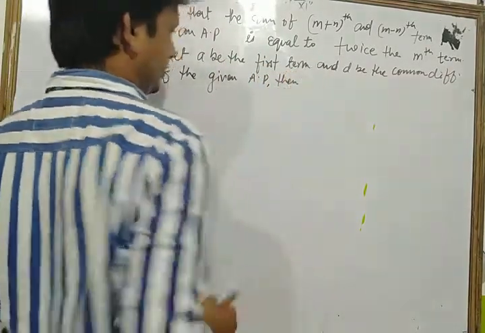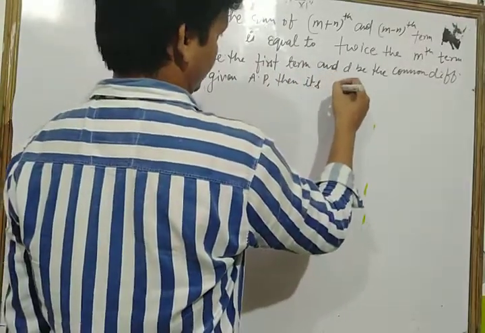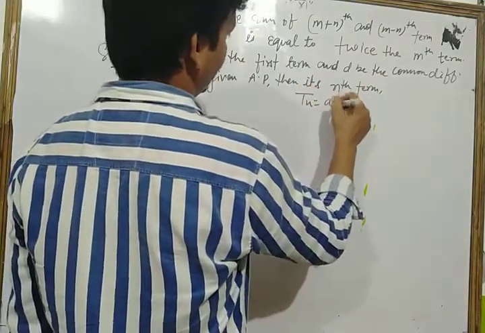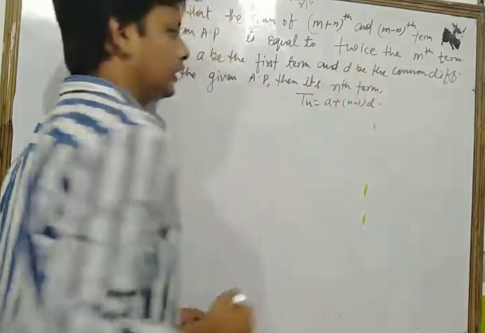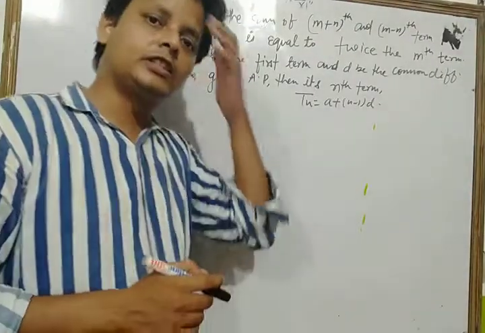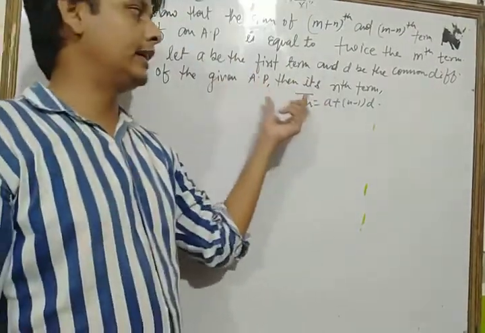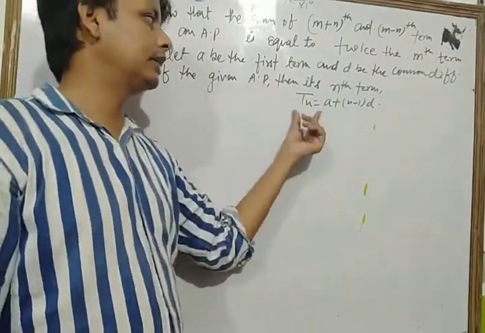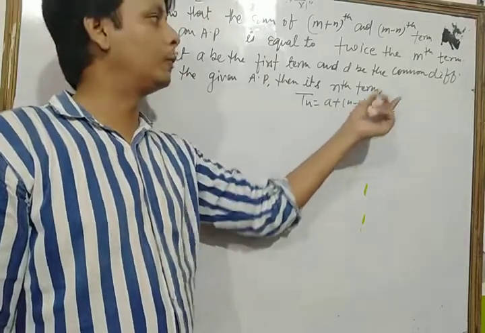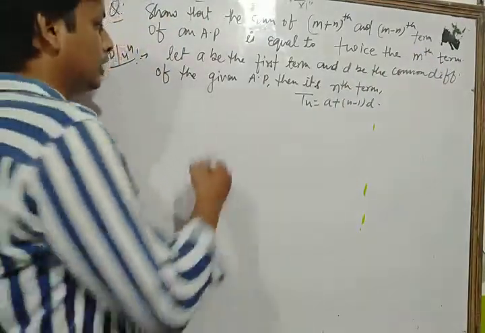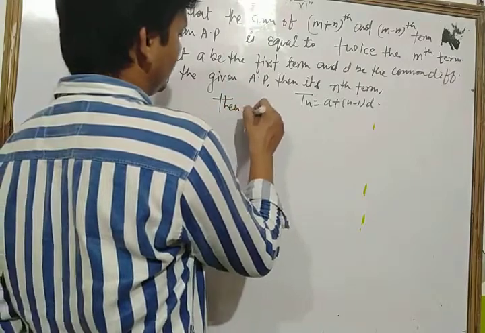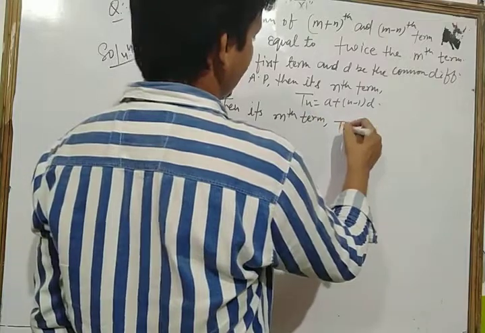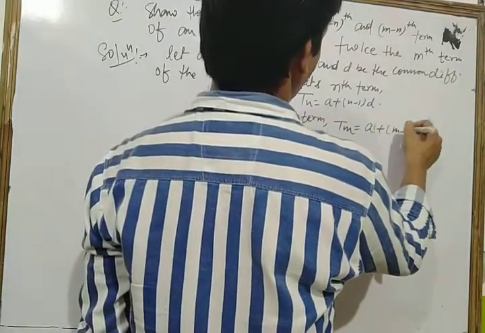Then, dear students, its nth term will be Tn is equal to a plus (n minus 1) into d. Right, this is the formula for the nth term of an AP. So let a be the first term and d be the common difference of that AP. Then its nth term will be Tn is equal to a plus (n minus 1) into d. Now its mth term, that is Tm is equal to a plus (m minus 1) into d.